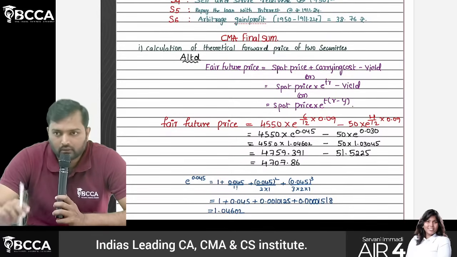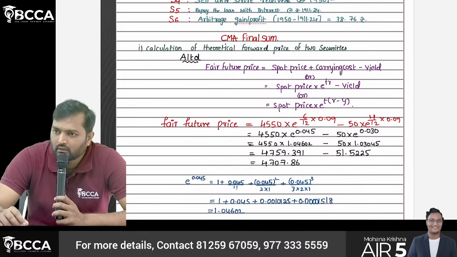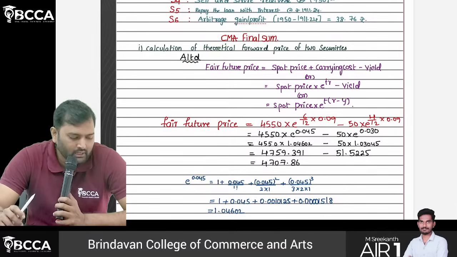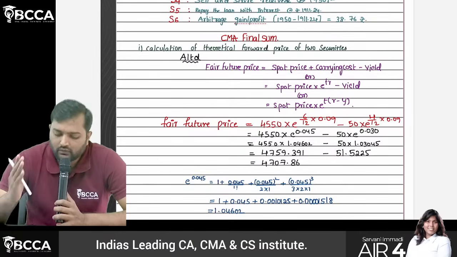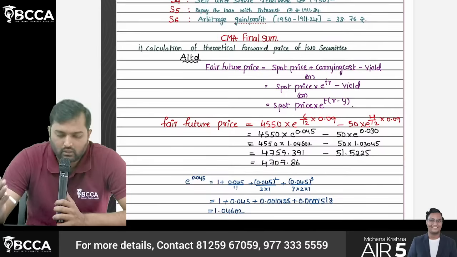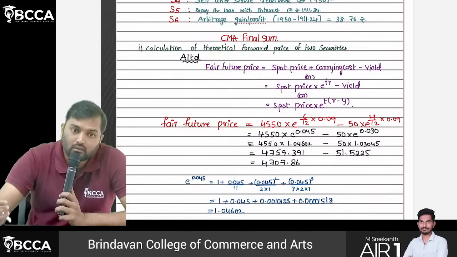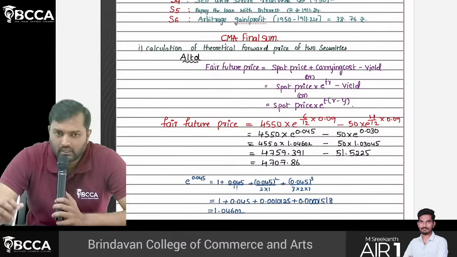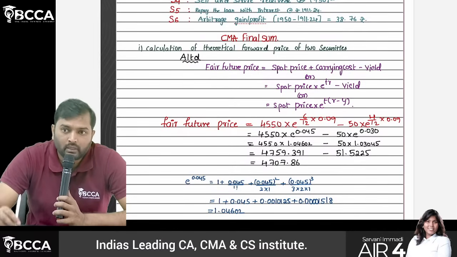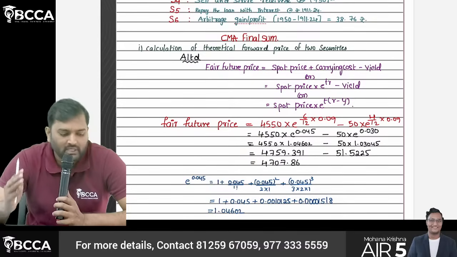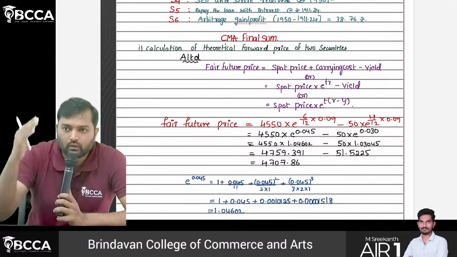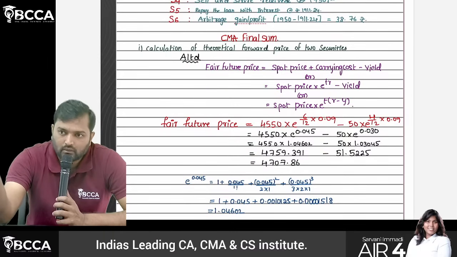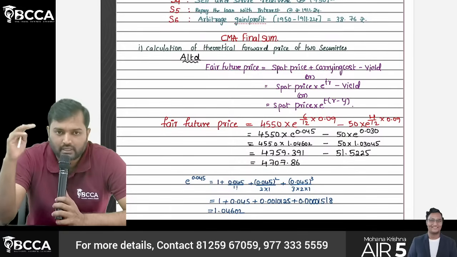minus yield. Be careful, 50 we cannot straight away reduce, because 50 is receivable in how many months? 2 months. So understand this calculation. This 4550 into e power 6 by 12 into 0.09 is the value at the end of 6 months. Yes or no? But 50 is receivable in 2 months. So from the 6 months value, I cannot reduce the 2 months dividend. That's why I have to compound that 50 rupees for the next 4 months.